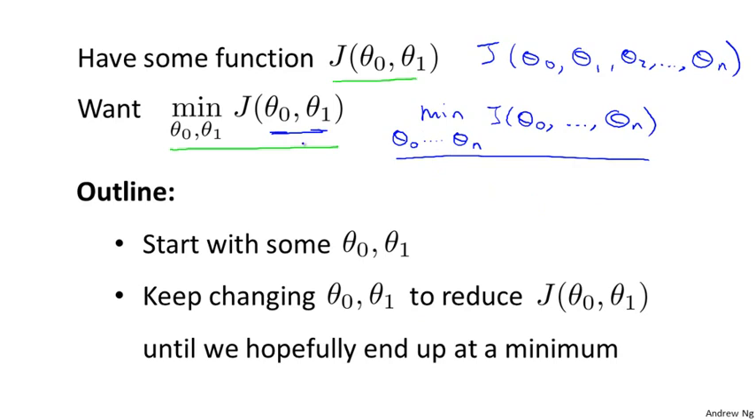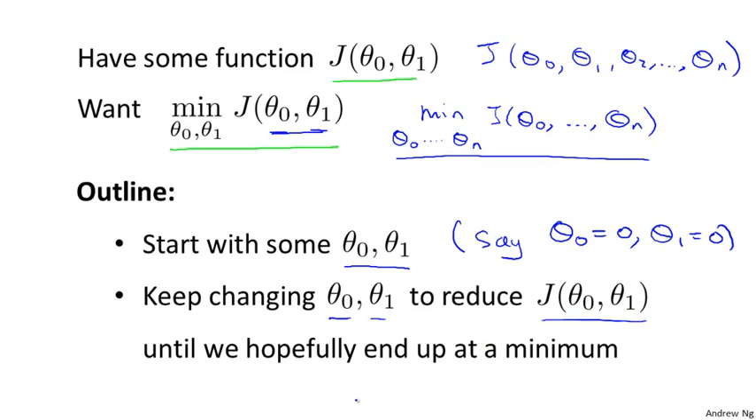Here's the idea for gradient descent. We're going to start off with some initial guesses for theta 0 and theta 1. Doesn't really matter what they are, but a common choice would be to set theta 0 to 0 and set theta 1 to 0. Just initialize them to 0. What we're going to do in gradient descent is keep changing theta 0 and theta 1 a little bit to try to reduce J of theta 0, theta 1 until hopefully we wind up at a minimum, or maybe at a local minimum.